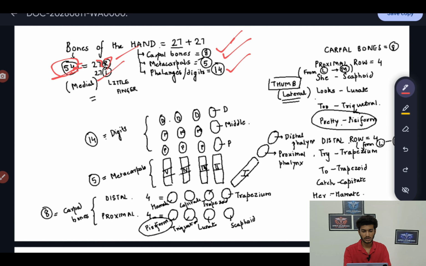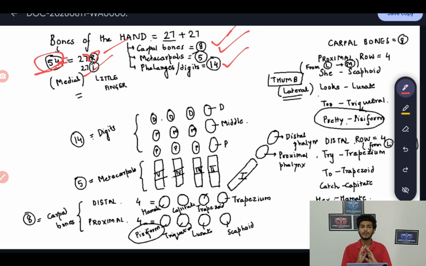That's all about the carpal bones. Now, metacarpal bones. Metacarpal bones are present five in number. So you can take the thumb as a reference point here. You will count this thumb metacarpal bone as one, then two, three, four, five. These are the five metacarpal bones.